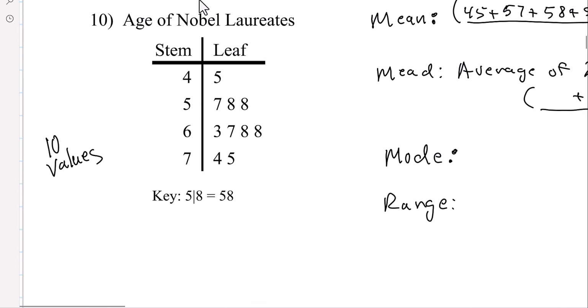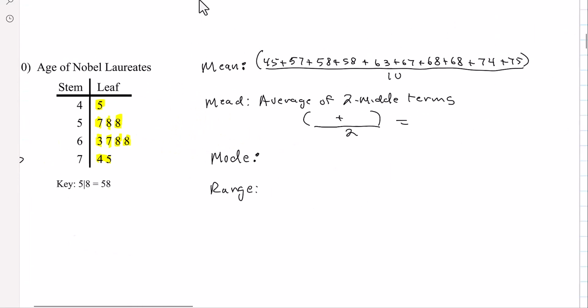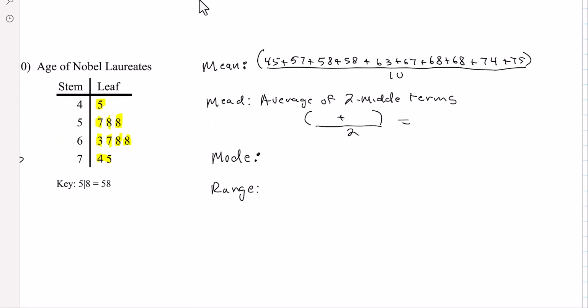All right, let's go on to using a stem and leaf plot. Well, these are the terms that we're using. There's 1, 2, 3, 4, 5, 6, 7, 8, 9, 10. There are 10 values, and they're already in order least to greatest. 45, 57, 58, 58. So there we have them all.